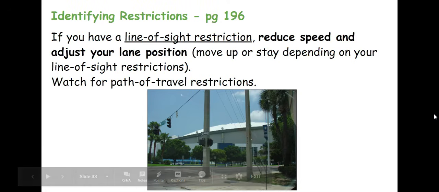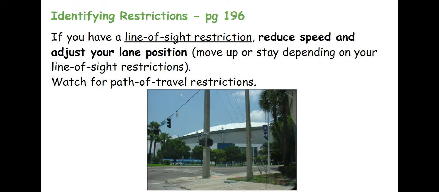So again, when identifying intersections, you must always have a line of sight. You don't want to have any restrictions. If you feel you are having any kind of line of sight restrictions, as this slide indicates, reduce your speed. Most importantly, reduce your speed so that you can slowly approach to be sure that you have no path of traffic restrictions, particularly if you have the green light.